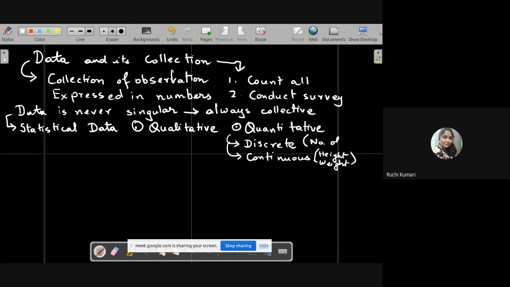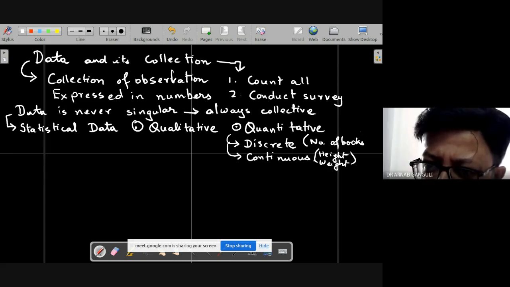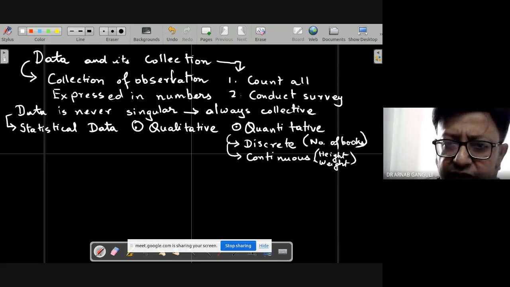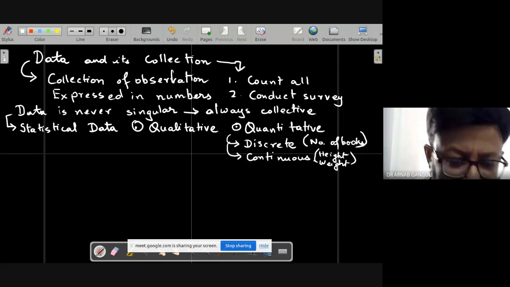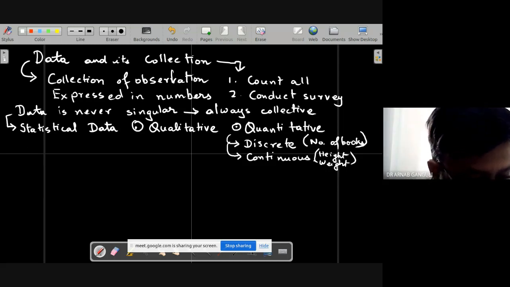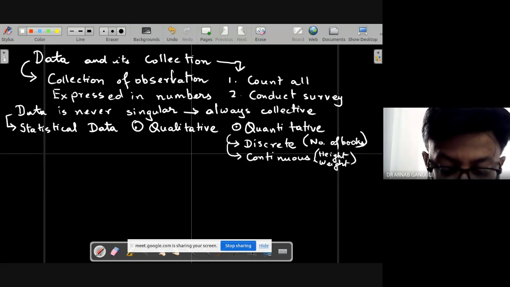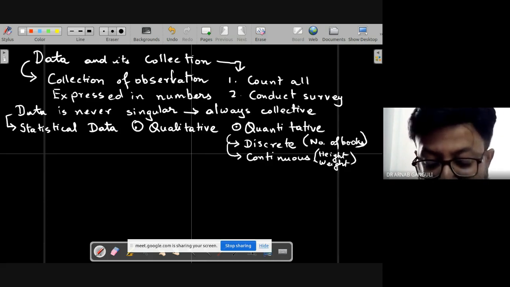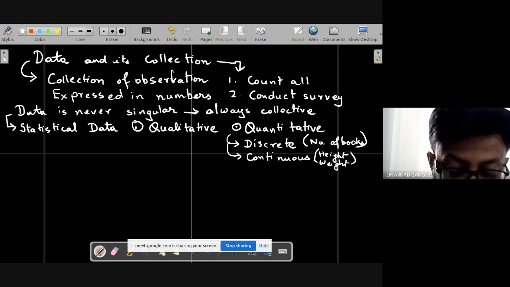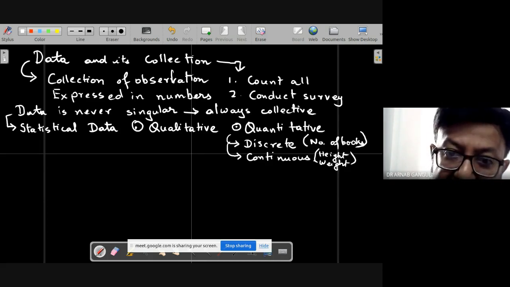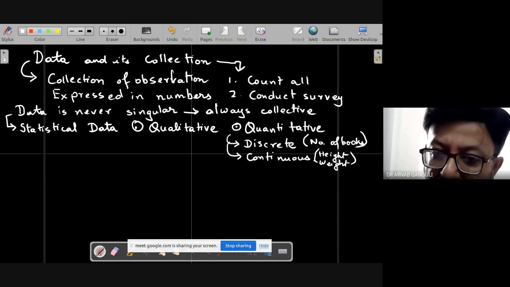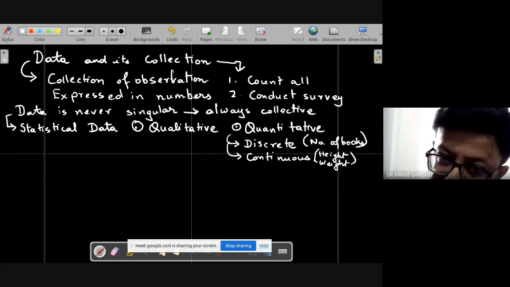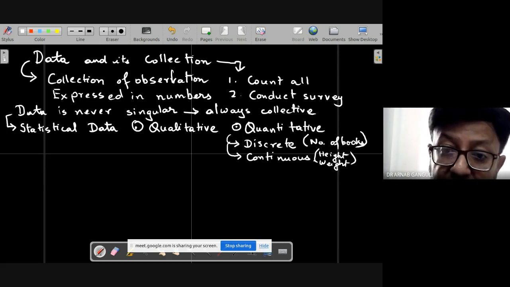Okay. You can get some short questions from these things. Therefore, you have to pick up the marks from here. This is the difference between quantitative and qualitative data. Qualitative data is always discrete: brown eye, black eye, blue eye, green eye. So this is always discrete.